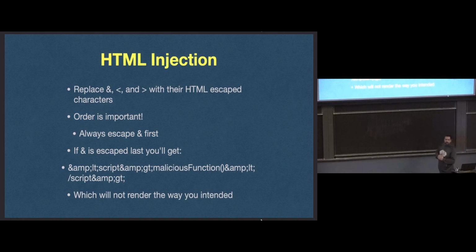Order is important here. Escape ampersand first. Always escape ampersand first. So when you escape greater than and less than, they contain ampersands. So if you escape less than, greater than, and then ampersand, you're going to get some jacked up HTML. You're going to get an escaped ampersand, then LT semicolon. I've seen this in students' code before.